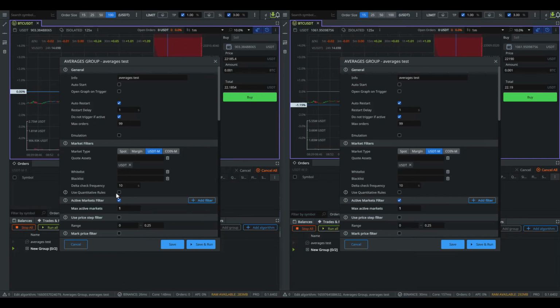Use quantitative rules does not allow us to violate the rules of trading on Binance Futures Market. We recorded a video about this earlier.